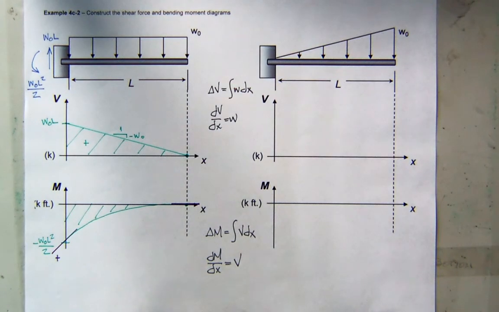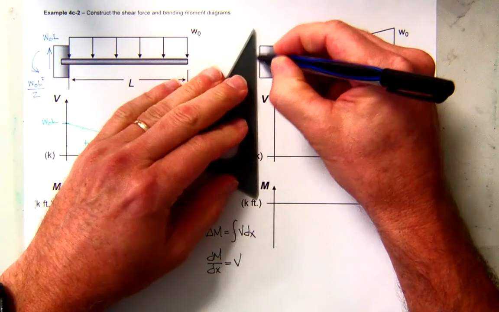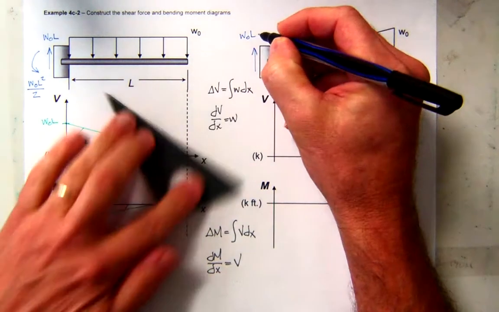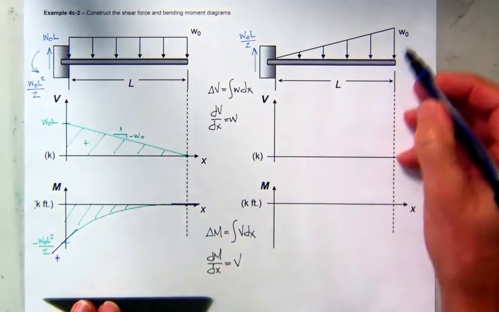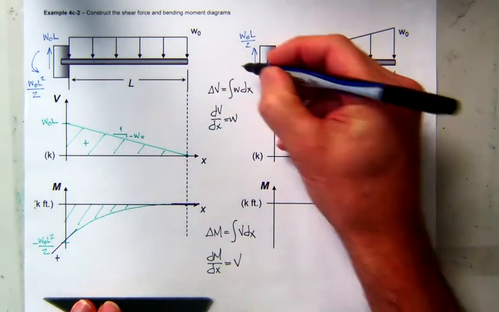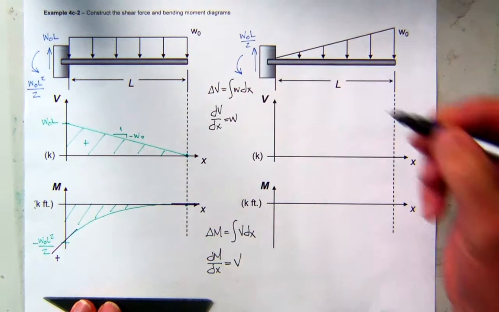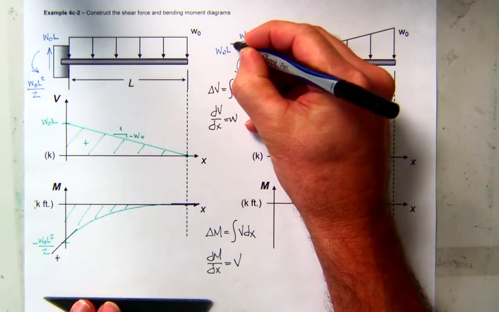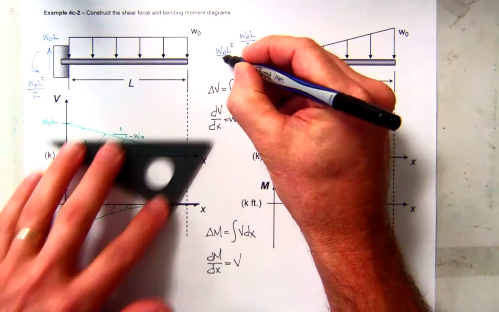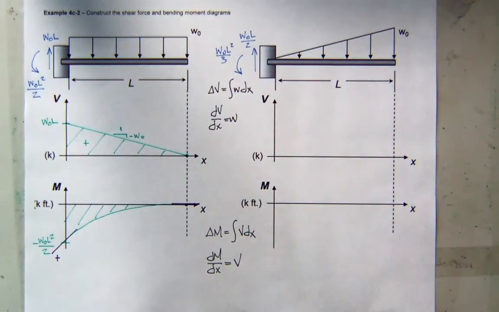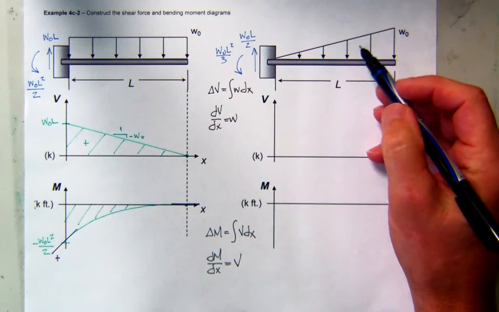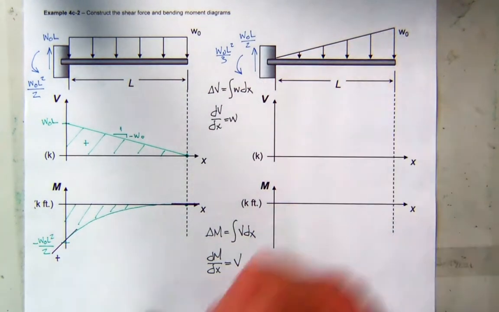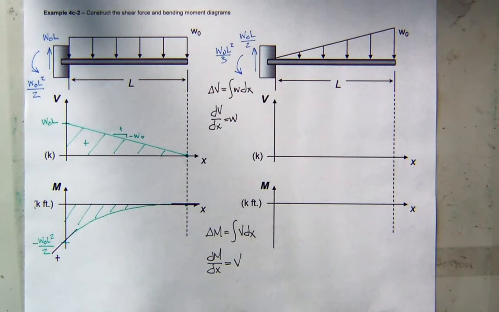So again, I will tell you that the reaction on the left side will be w naught L over 2, which is just the area of the curve. And the resultant moment there will be w naught L squared over 3. That's just this concentrated equivalent force, w naught L over 2, times 2L over 3. That's how I get that. So with that given, now I can start through.